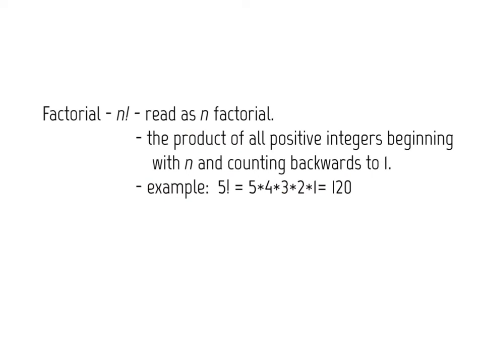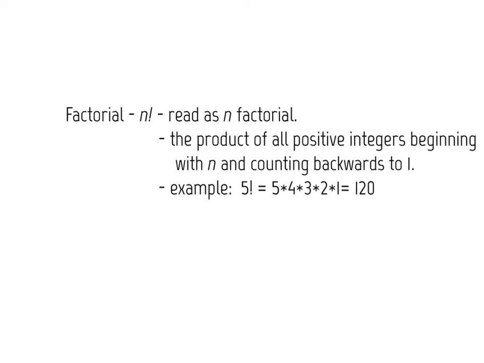Here's the definition of factorial. I'm going to move this out here a little bit, so sorry about all that. Factorial is n with an exclamation point. It's read as n factorial. It's basically the product, which means you're going to multiply, of all positive integers beginning with n and counting backwards to 1. So here's our example, 5 factorial.